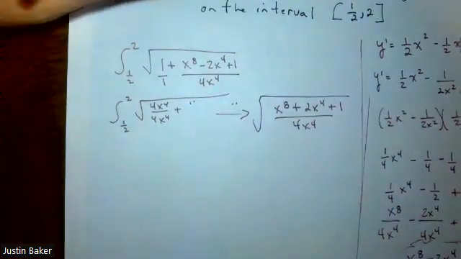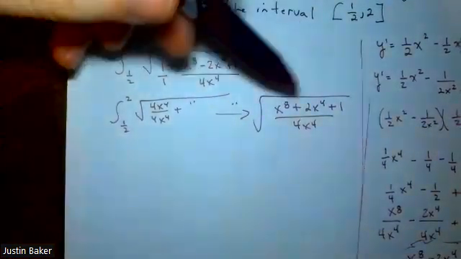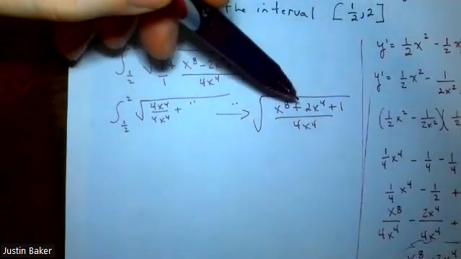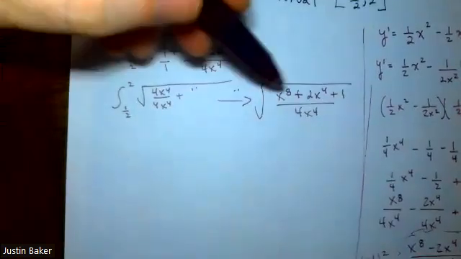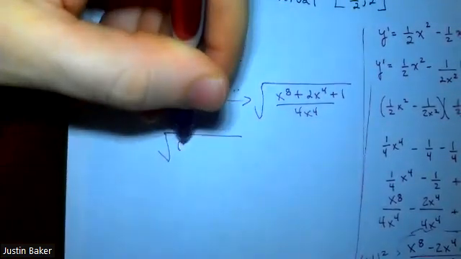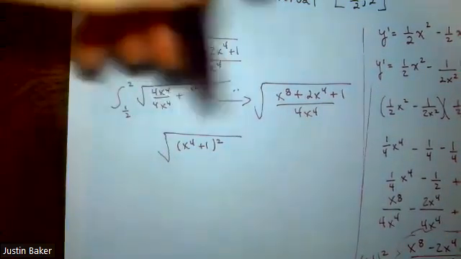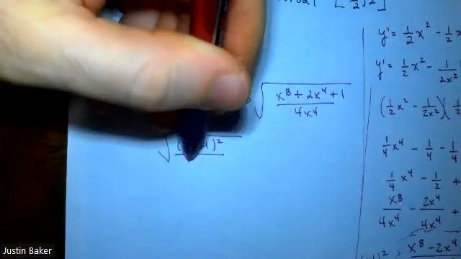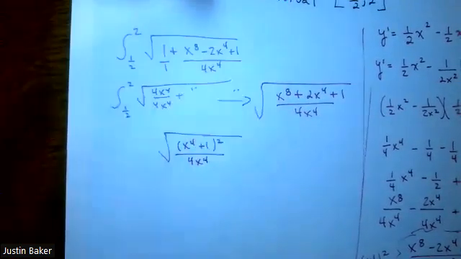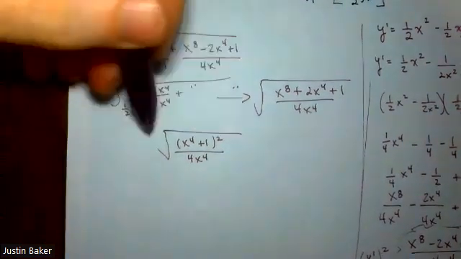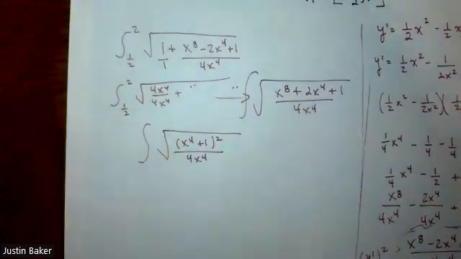Okay, we're getting there. The next thing that I see is that the top of this is now factorable. We could factor this into x to the 4th plus 1 quantity squared over 4x to the 4. Don't forget, these are all integrals still.